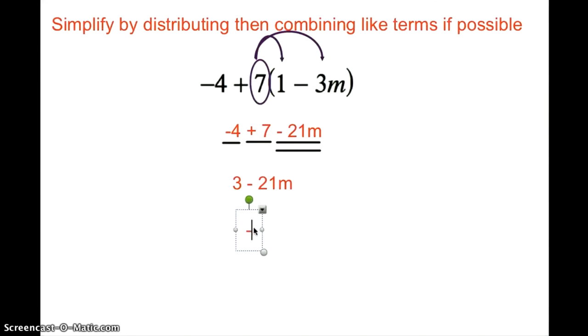Proper notation is going to have you write the variable term first, followed by the variable. Then you're going to have your constants. I will accept either one of those. I will accept 3 minus 21M or -21M plus 3.